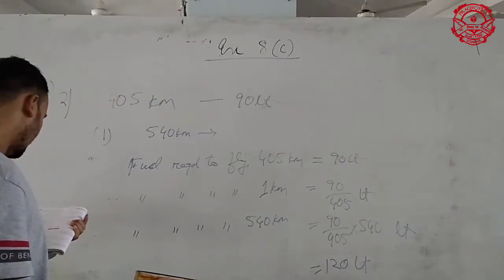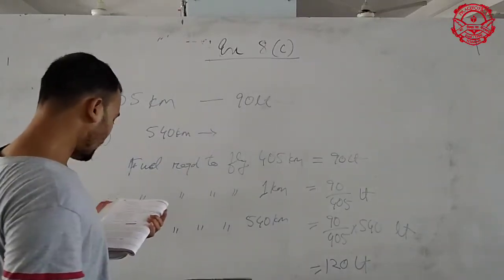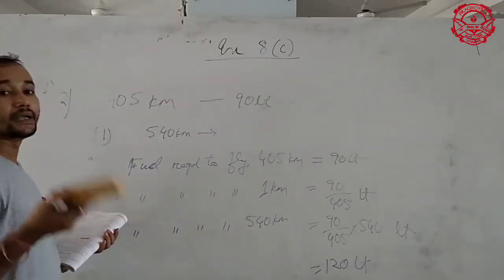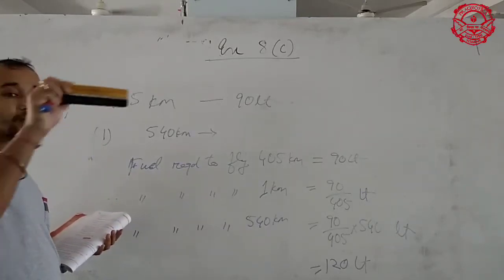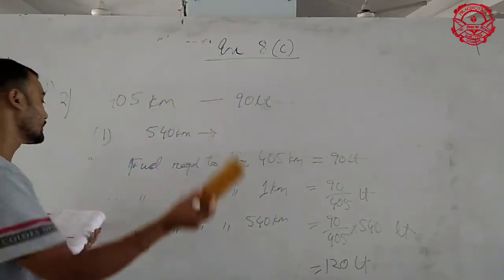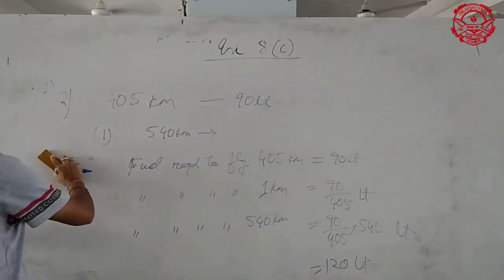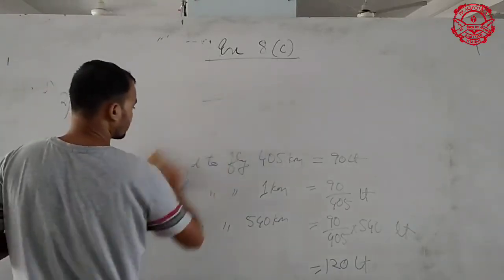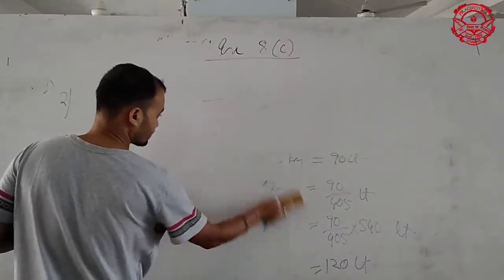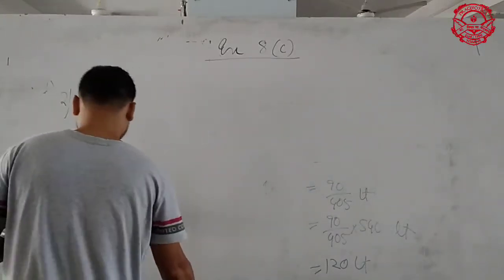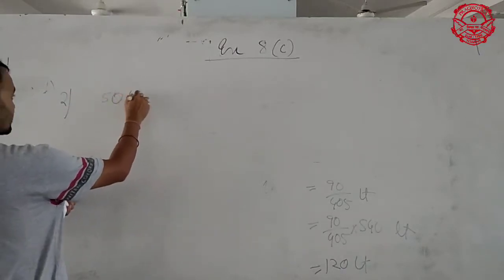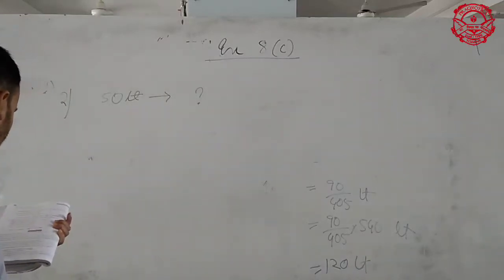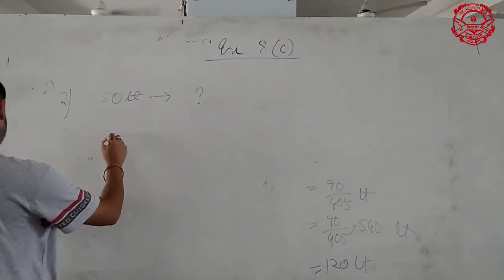The question is actually how far you can fly in 50 liters of petrol. Now this time the amount of petrol is given to you. You need to find the distance the plane will fly with 50 liters of petrol. In 50 liters, how much distance will the plane fly? We need to find it in kilometers. Now, same thing.